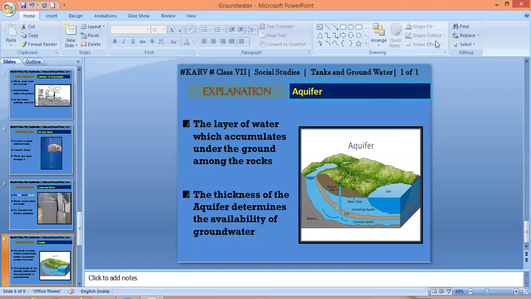The groundwater is not very good in that area. Now let us see what an aquifer is. It is the layer of water which accumulates under the ground among the rocks. The thickness of the aquifer determines the availability of groundwater. Now, in my field, if I say the aquifer is good, what is the meaning of it? It means that I have a higher groundwater level in my field.